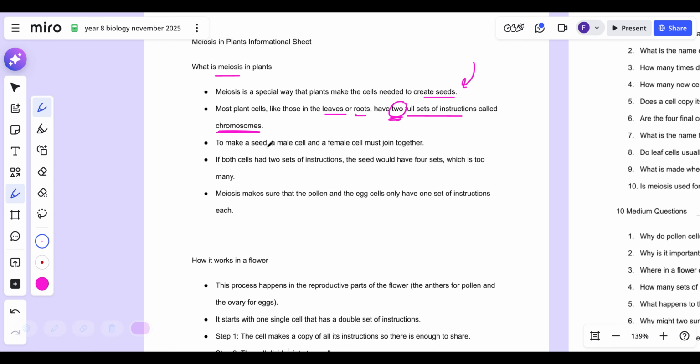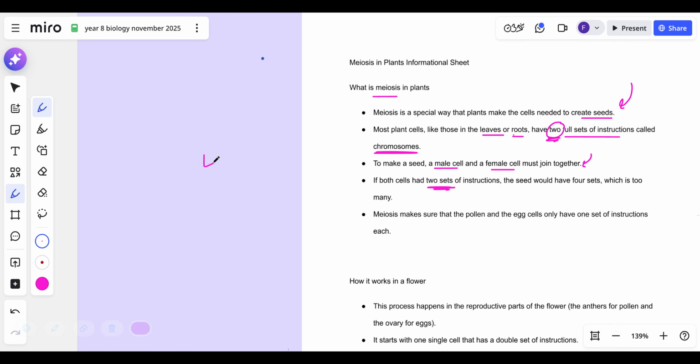So, to make a seed, a male cell and a female cell must join together. This is called fertilization. The problem is if both cells had two sets, so let's say, for example, they've got 46 and 46 in total. Let's have a look at humans. You get 23 chromosomes from your mom and 23 chromosomes from your dad. So you've got two sets in total, giving you a grand total of 46 chromosomes.